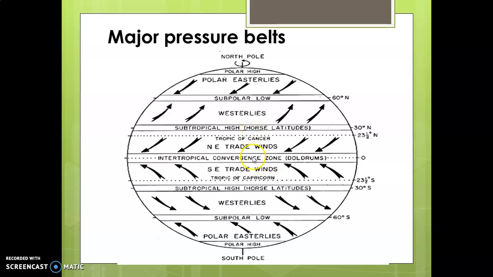Because sun rays directly fall over here. If the sun rays directly fall over here, then the temperature will be high. If the temperature is high, the air becomes warm, and warm air always expands. So if the warm air expands, it means there will be absence of air that creates a low pressure region. So this is about the first belt.